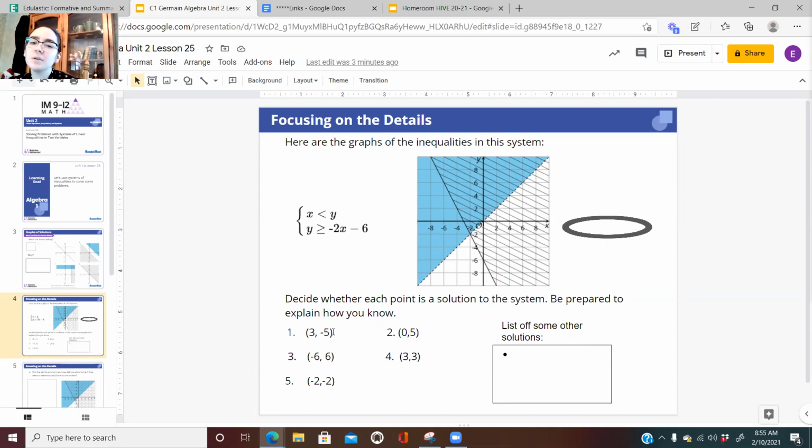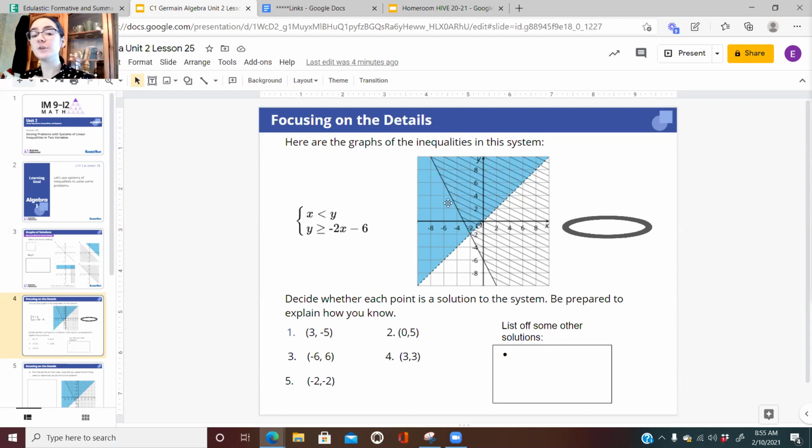Abby Wasta, what were you thinking when you decided whether or not it was a solution or not? I looked on the graph and I looked to see if the point was in the area where the shading overlaps. Very good. So yes, Kyle Kelly, that works.